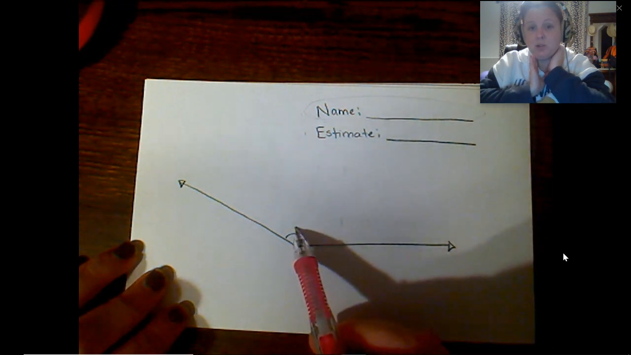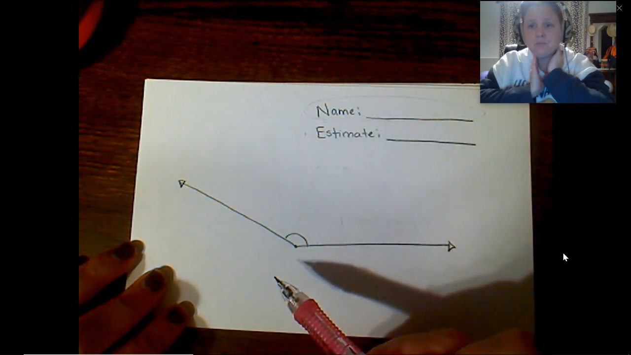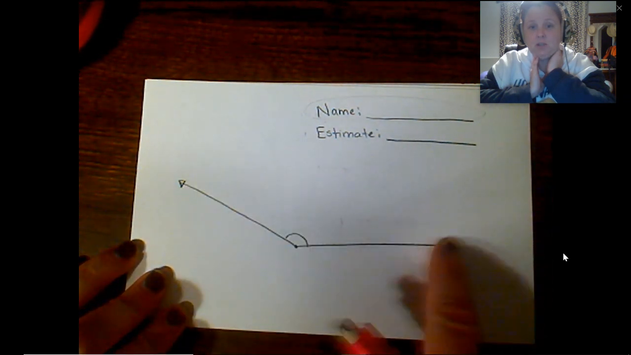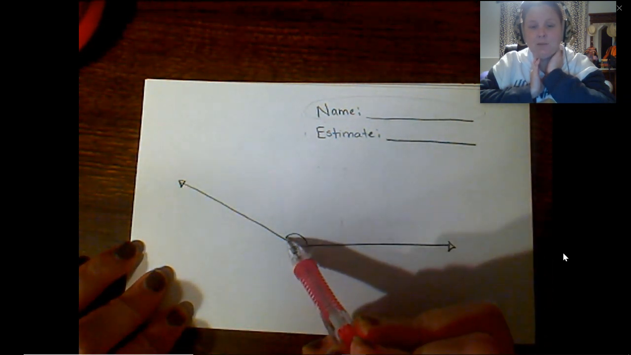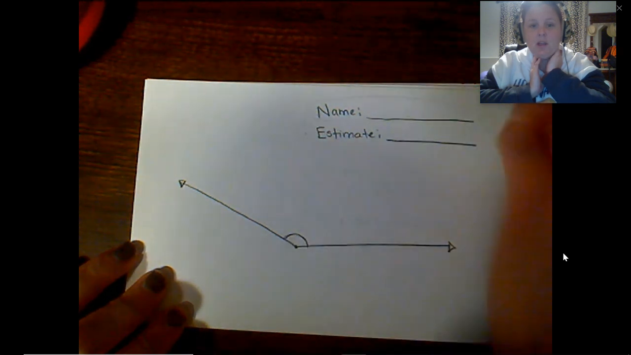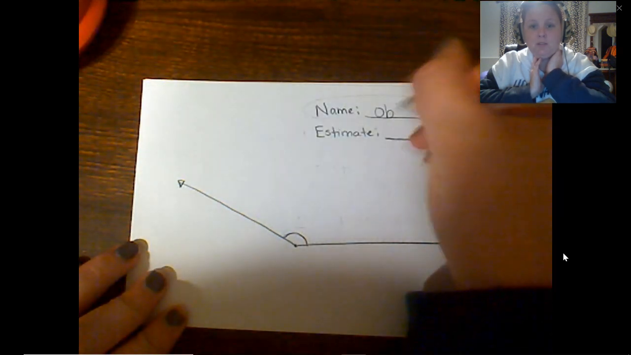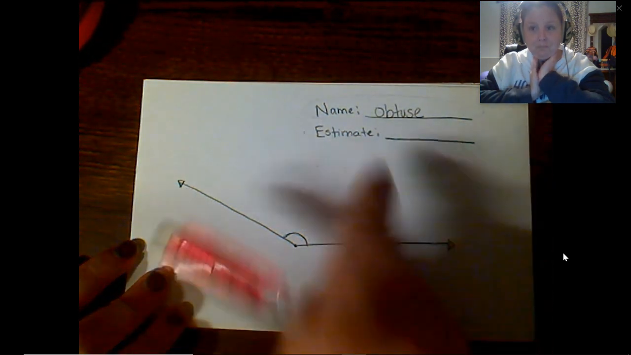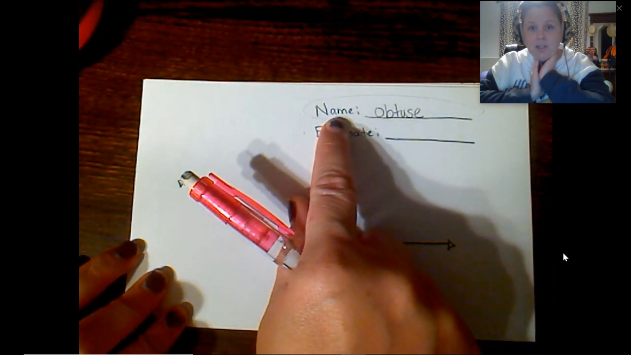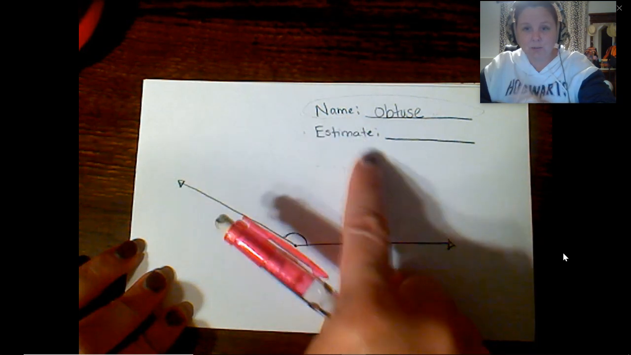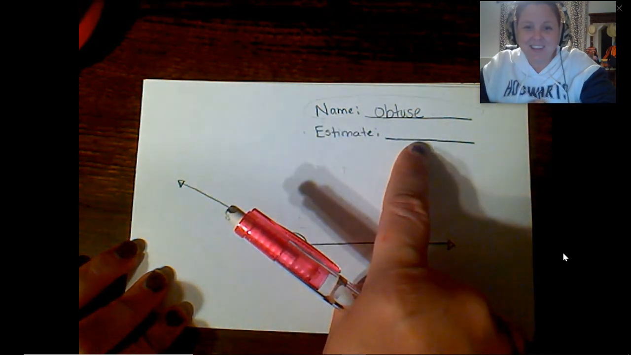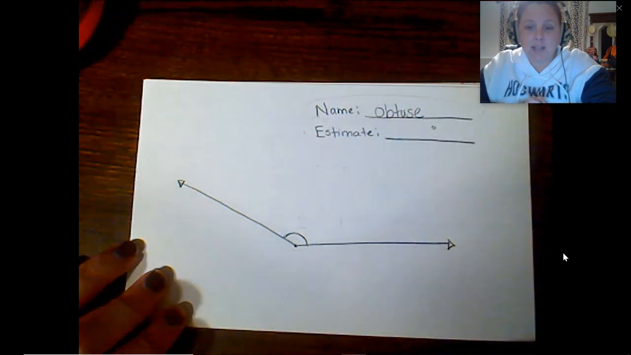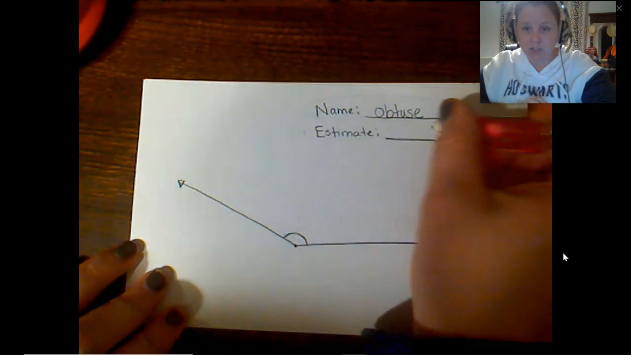So here I'm showing you a measure of this angle. You look at the two rays that are connected at the vertex, and you look at the arc that is between those. So we know this is bigger than 90 degrees, so it is an obtuse angle. That's what the word name means. The name is just acute, obtuse, or right. And then when we estimate, we're going to use degrees.